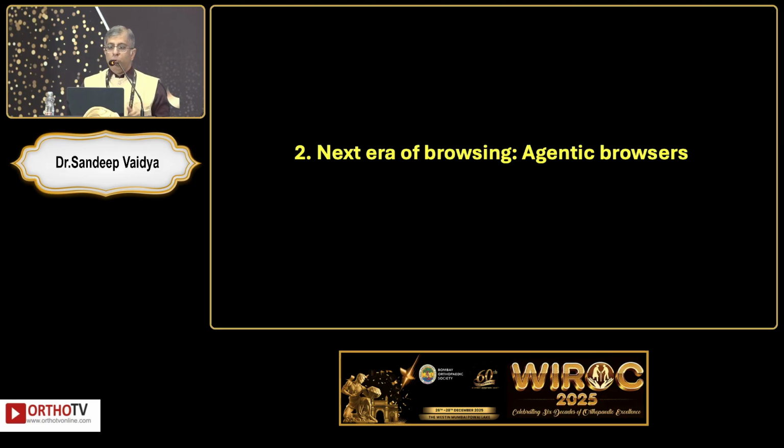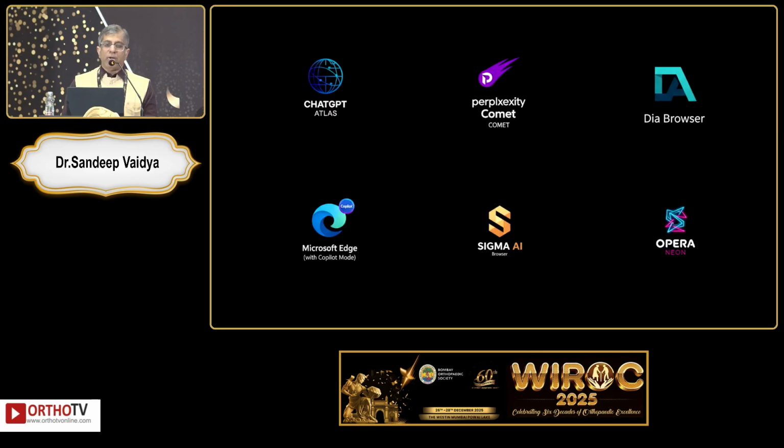I will now move to the next tool, and I'm going to talk about the next era of browsing, that is AI agentic browsers. For the last decade and a half, I have been using Google Chrome as my default web browser. But with the advent of a bunch of new AI agentic browsers, I think it is now time to move on. I have been using Perplexity's Comet browser for the last approximately 4 months, and I shall show a few use cases with that.